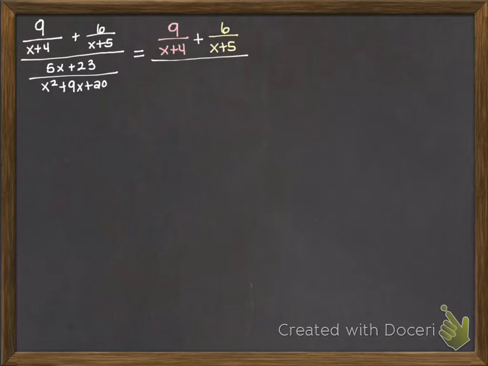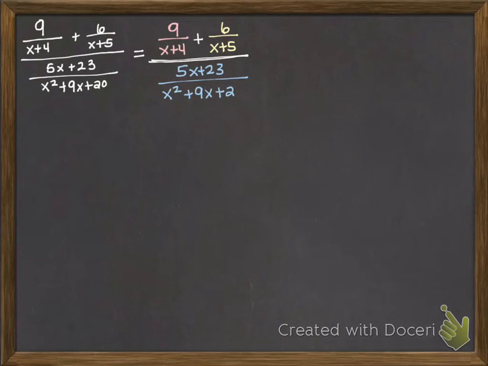And that's over, different color, that's over 5x plus 23 over x squared plus 9x plus 20. So that you can see that this plus sign is a part of the original fraction, but nothing to do with the individual rational expressions.